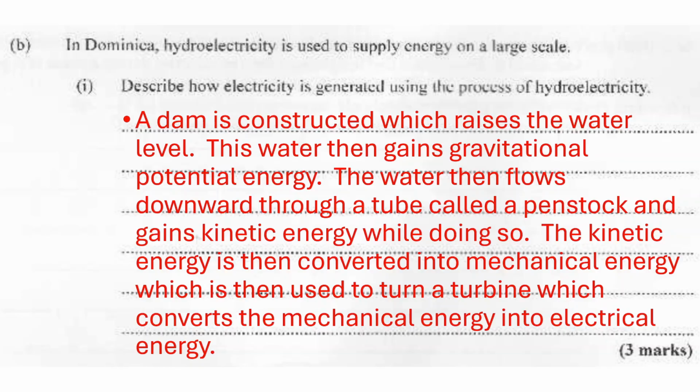Then this water gains gravitational potential energy. The water then flows downward through a tube called a penstock, and while doing so, it gains kinetic energy. The kinetic energy is then converted into mechanical energy, which is then used to turn a turbine, which converts the mechanical energy into electrical energy.